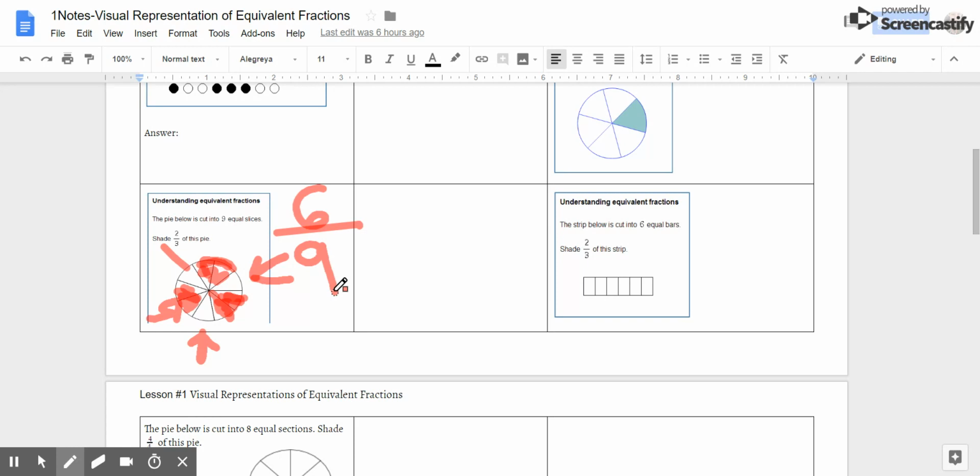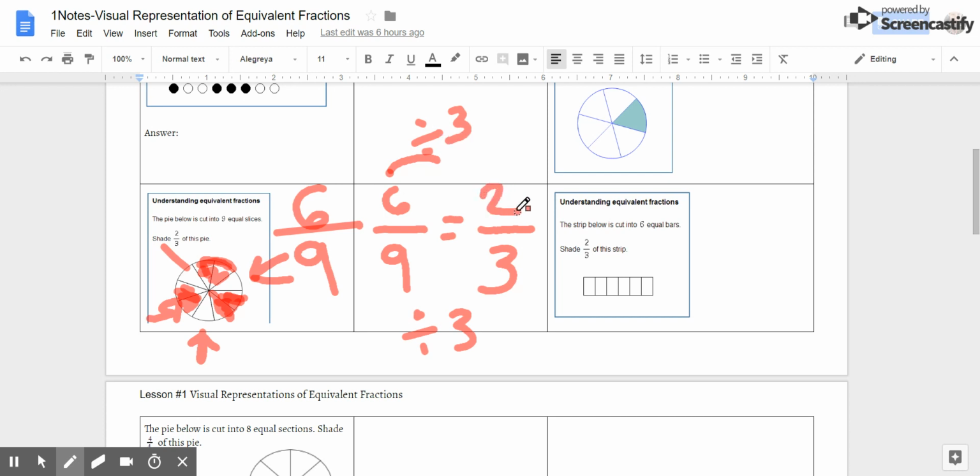So let's take a look at what that means with numbers. If I have 6 out of 9, I want to know what is the equivalent fraction out of 3. So I know there has to be a relationship between my denominators. How did I go from 9 to 3? Well, I divided by 3. So whatever I do on the bottom, I have to do on the top. So I divide by 3. So 6/9 is equivalent to 2/3.